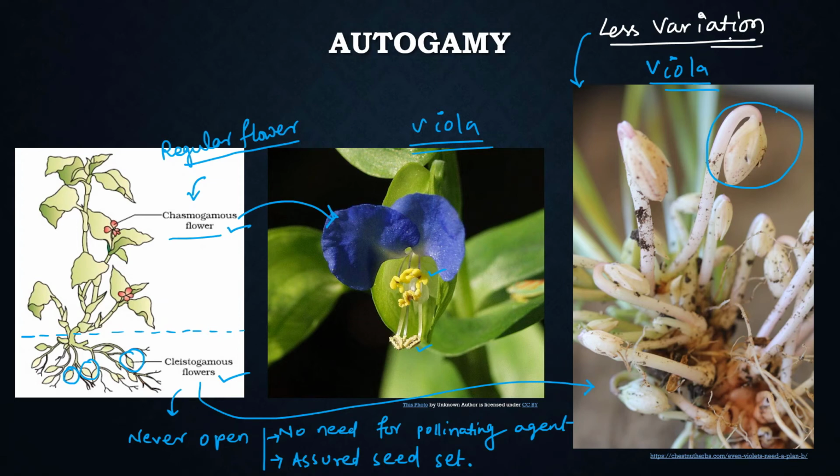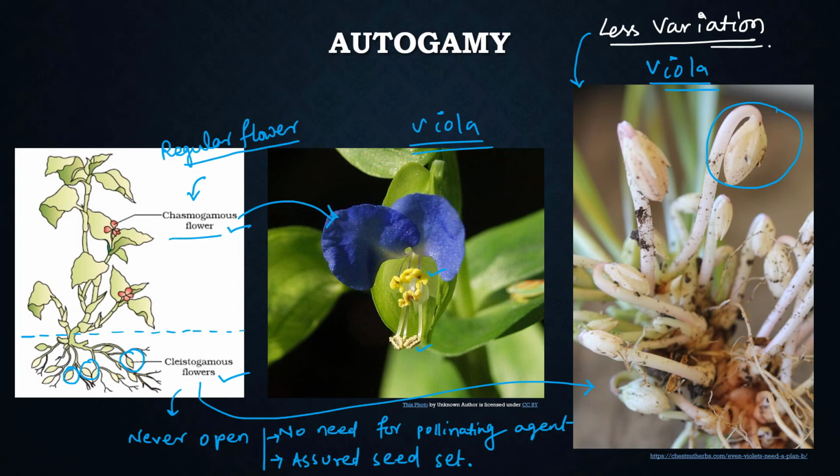So you have to understand that variations are going to enable the plant, and the population, to be more stable. The plants or the organisms always try to accumulate variations, but in this case variations are going to be lesser, and that is the drawback of the Cleistogamous flower. So that is what you have to understand with autogamy, Cleistogamous flowers and Chasmogamous flowers.